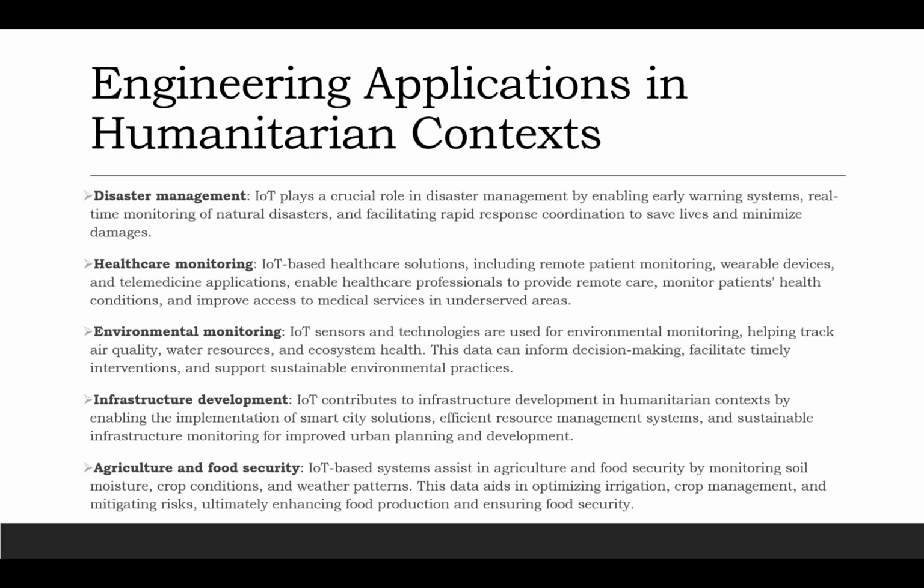Coming to the engineering applications in humanitarian context, it plays a crucial role in disaster management, healthcare monitoring, environmental monitoring, infrastructure development, agriculture, and food security. For example, in disaster management, it enables early warning systems and real-time monitoring of natural disasters. It can provide remote care, monitor patients' health conditions, inform decision-making, facilitate timely interventions, and efficiently build resource management systems. It can provide sustainable infrastructure monitoring for improving urban planning and development, and it can optimize irrigation and crop management systems.